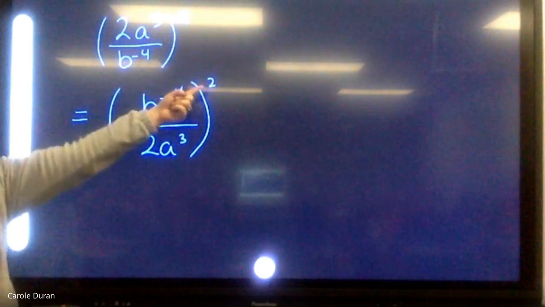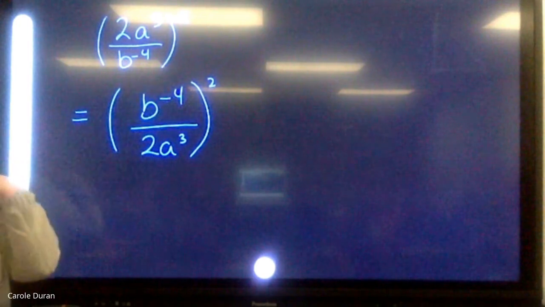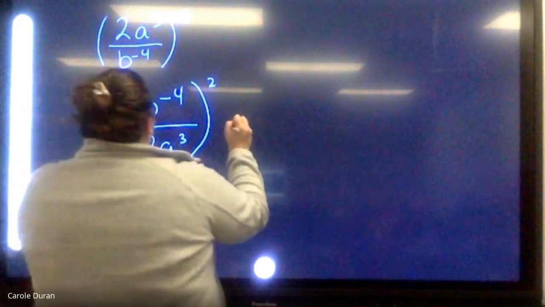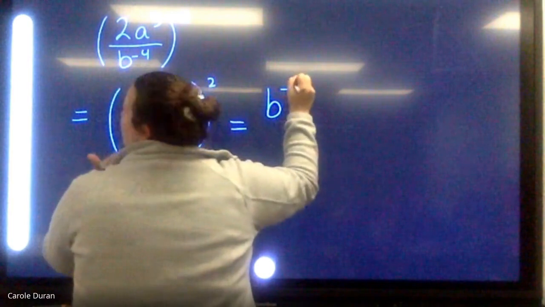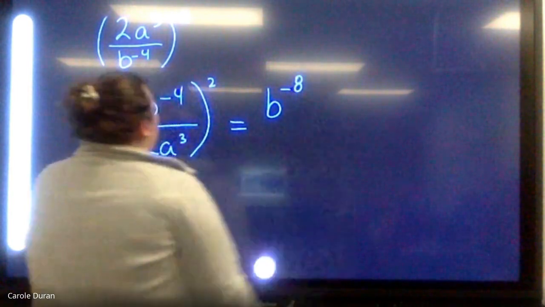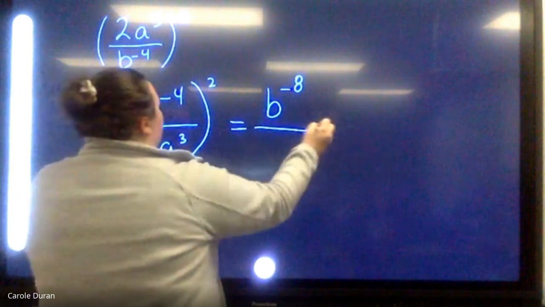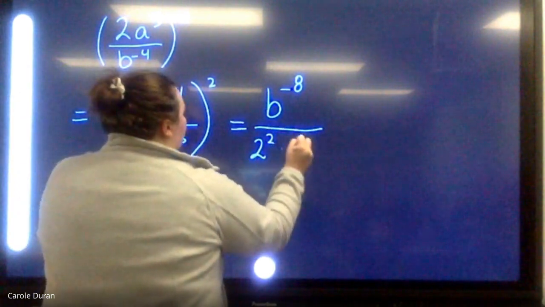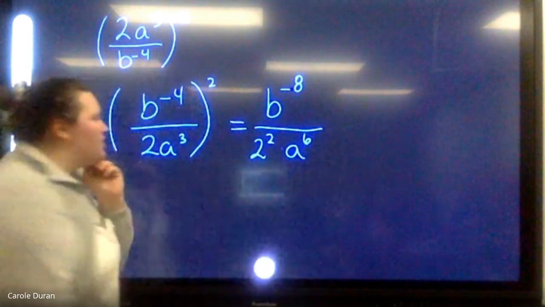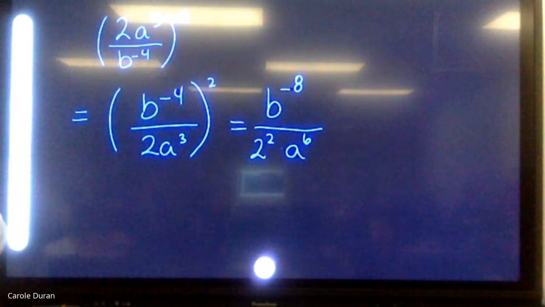So I'm going to take that 2 and put it on each term. So then this becomes b to the negative 8, because negative 4 times 2 is negative 8, over 2 squared times a to the 3 times 2, which is 6. Right, we're okay with that? I just put the 2 on each term, so I squared each term.